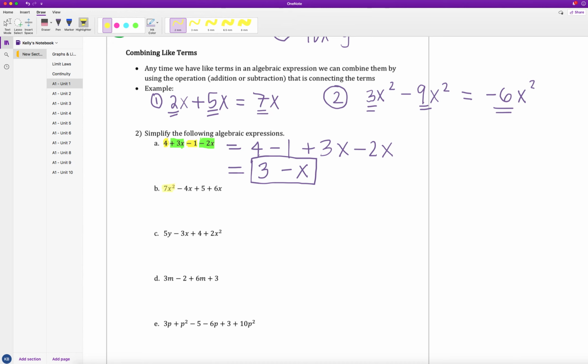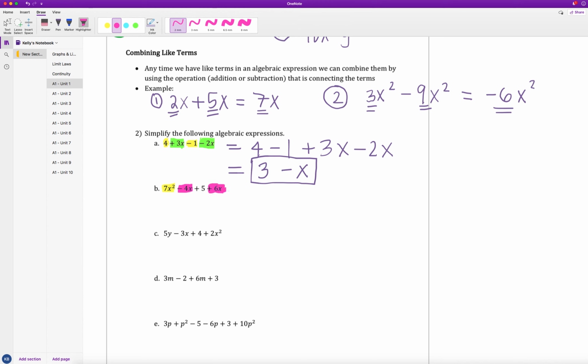So I'm going to start with my first term here, which is 7x squared. Now when I look at my three other terms, there's no other term with an x squared, so I don't have any like terms with that, so that's not going to get combined with anybody. So I'll look at my next term here. So my next term is a negative 4x. I do have one other like term that will match with that guy, which will be positive 6x.